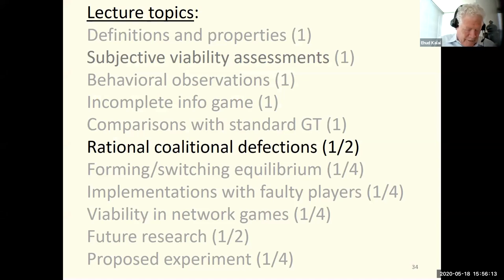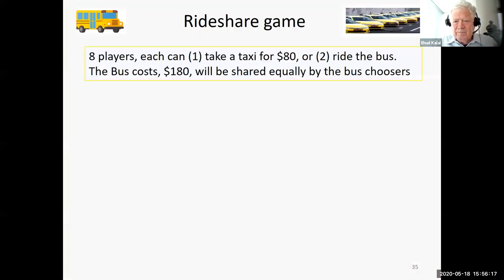Okay, a few more minutes, let me show you some coalitional defections. Here's a nice example to illustrate this point. Suppose I have eight players, and they each have to go from point A to point B. They each have two choices. They can each take a taxi that will cost them $80, or they can share the ride on the bus. The bus will cost $180, but the cost will be shared by all of the people who chose the bus.